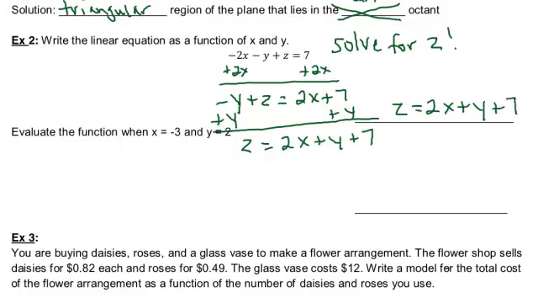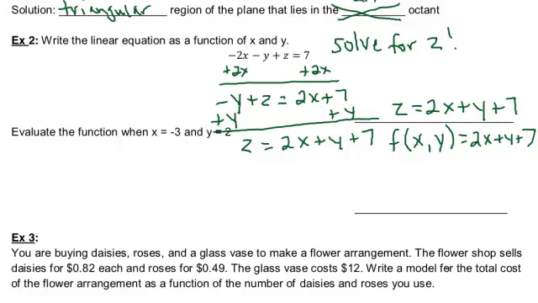Now we could also use function notation. And function notation in 3 dimensions is written as f of xy equals 2x plus y plus 7. So again, you can write this either way, either z equals or f of xy. F of xy is just your function notation.